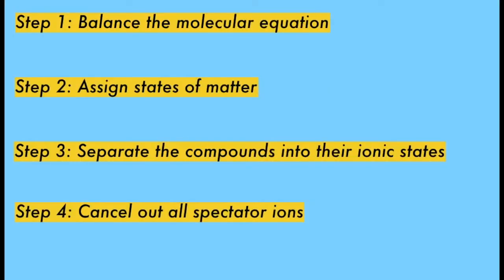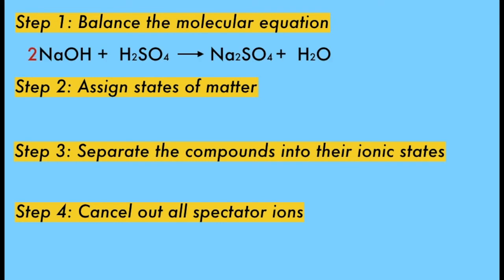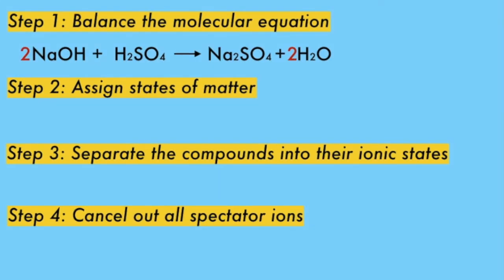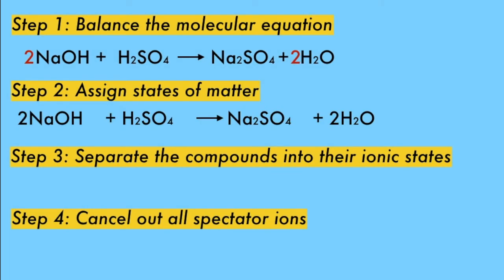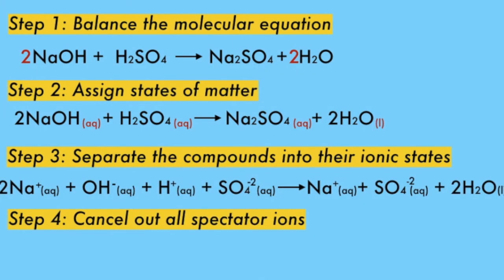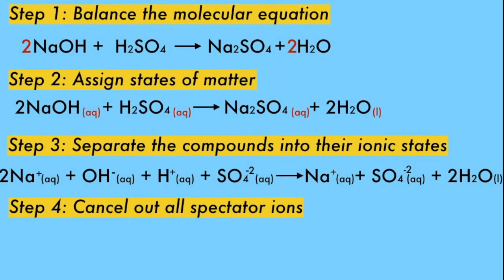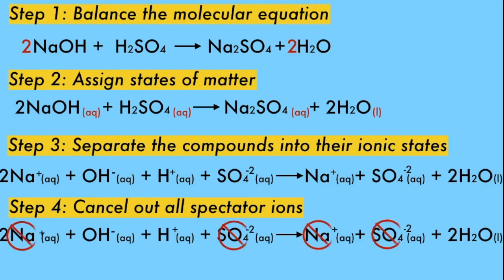Now, finally, here's how to derive net ionic equations. First, balance the molecular equation. All of the moles must match up. Next, assign states of matter using solubility rules. All of the aqueous solutions should be separated into their correlating ions, and to get the overall net equation, cancel out all the spectator ions.